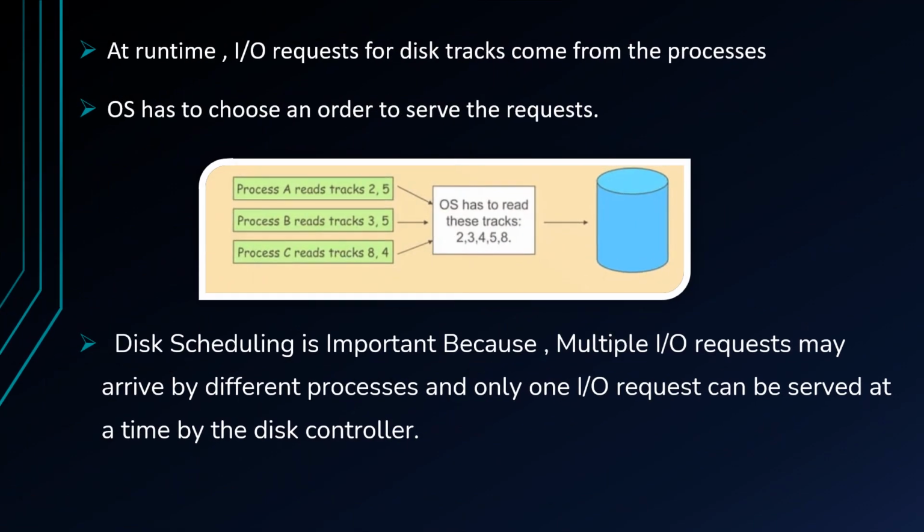At runtime, input-output requests for disk tracks come from the processes. The OS has to choose an order to serve the requests. In this picture, we can see process A reads track 2, process B reads tracks 3, 5, and process C reads tracks 8, 4. So the OS has to read these tracks 2, 3, 4, 5, 8. Disk scheduling is important because multiple input-output requests may arrive from different processes and only one input-output request can be served at a time by the disk controller.